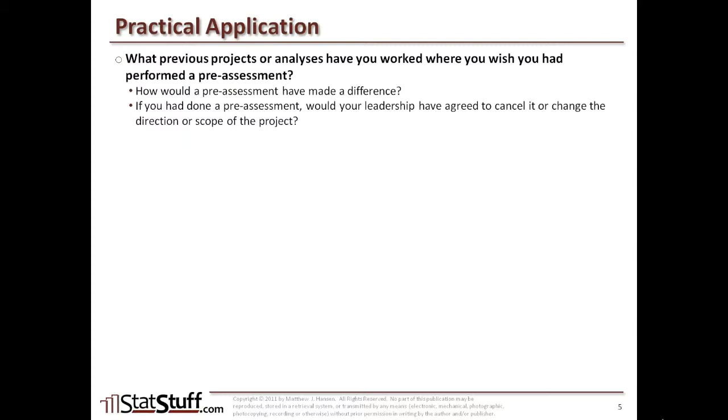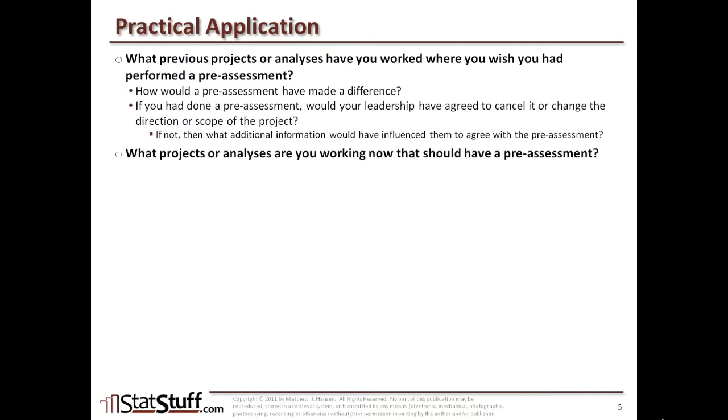If you had done a pre-assessment, would your leadership at that time, for whenever that project was, have agreed to cancel the project or change the direction or scope of the project because maybe the results were different than you originally expected? If the leadership would not have agreed to make any of those changes, then what additional information could you have gotten, or maybe should have gotten, for a pre-assessment that would have influenced them to agree with your pre-assessment?